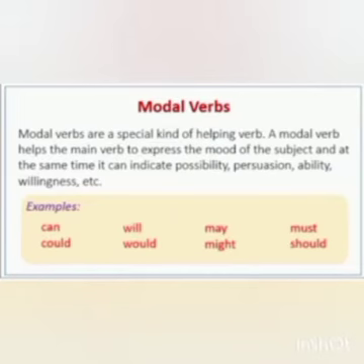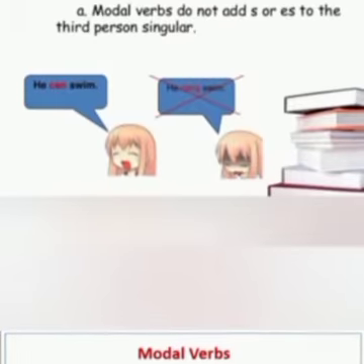A modal verb helps the main verb to express the mood of the subject and at the same time it can indicate possibility, persuasion, ability, willingness, etc. So there are many examples of modals given below. Let's read them out. Can, could, will, would, may, might, must, should. These all are the modal verbs. Now we will be learning some more important things about the modal verbs.